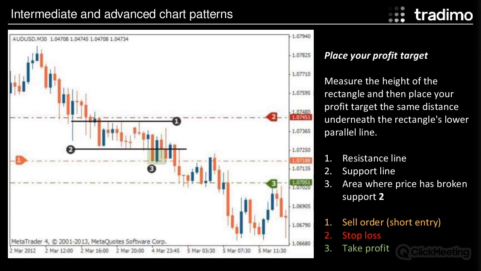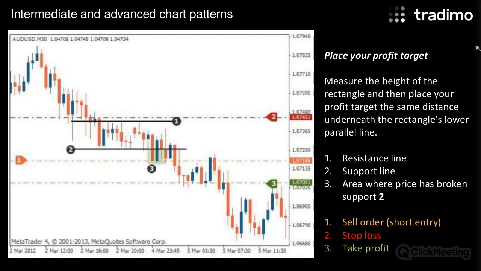If you click on the link which I pasted in the chat screen, you will also see the opposite of the bearish rectangle, the bullish rectangle. There you can see how to handle the stop loss, take profit, and entry orders in the bullish rectangle.